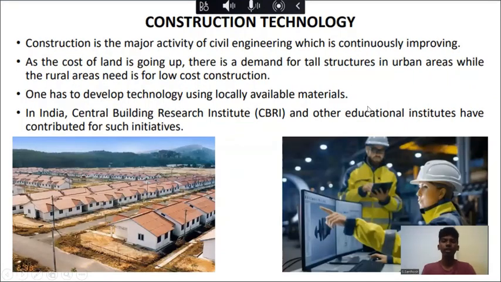So, construction technology. Construction is the major activity of civil engineering which is continuously improving as the cost of land is going up. There is a demand for tall structures in urban areas, while the rural areas need low cost construction. One has to develop technology using locally available materials. In India, the Central Building Research Institute (CBRI) and other educational institutes have contributed to such initiatives.